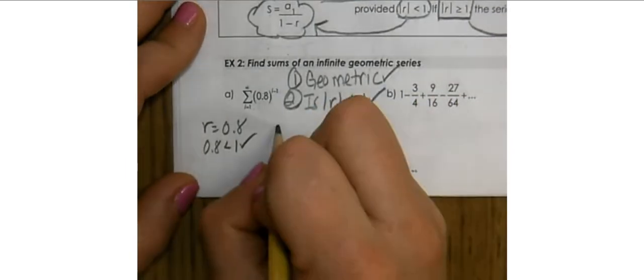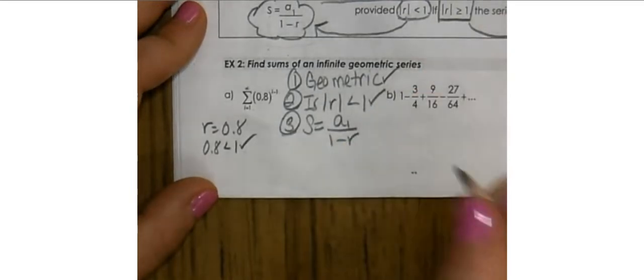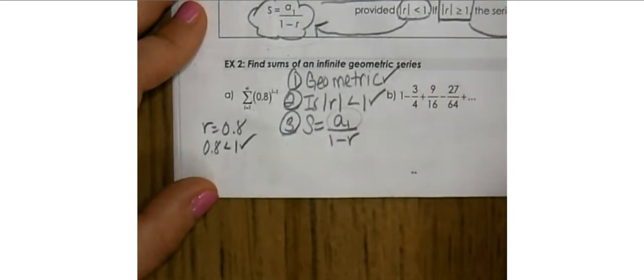Now, in order for us to identify what our sum is, we're going to use the formula S is equal to a sub 1 divided by 1 minus r. Now, what I do not know is my first term. So I need to know what my first term is.